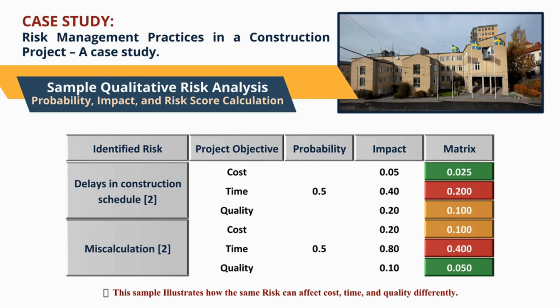This approach helps project teams understand that a single risk can influence project objectives in different ways, enabling more precise prioritization and targeted response strategies. By analyzing risks at the objective level, decision-makers can focus mitigation efforts where the potential impact is greatest, improving overall project control and performance.